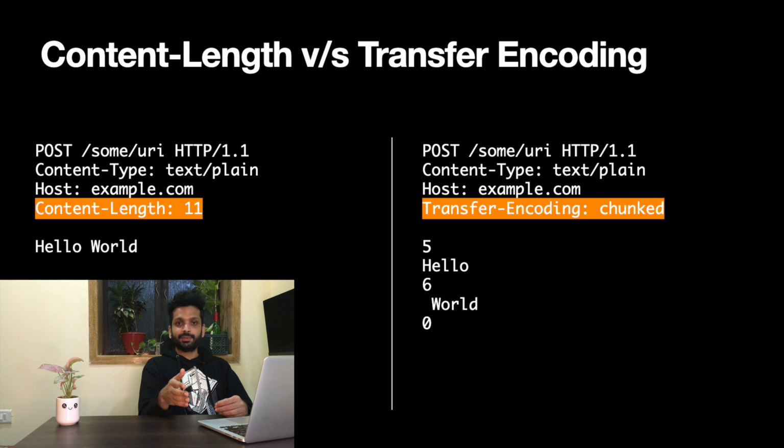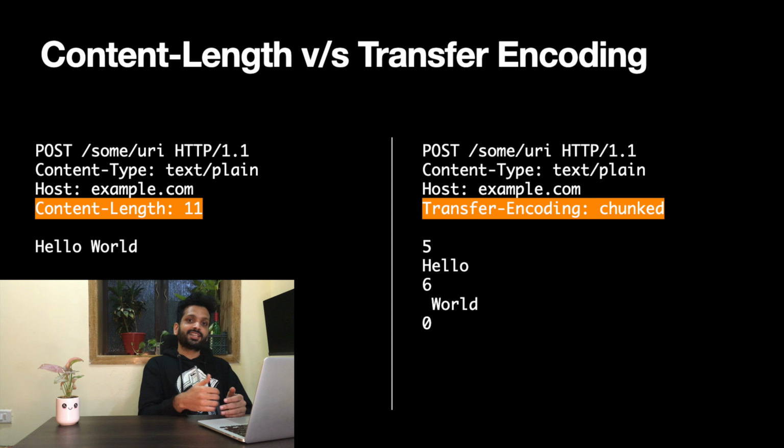On the right hand side, you see a header transfer-encoding, which is set to the value of chunk. Just like content length, it is also used for the server to understand how to interpret the request body. Now, transfer-encoding chunk, the chunk encoding, follows a specific syntax which is pretty simple to understand.